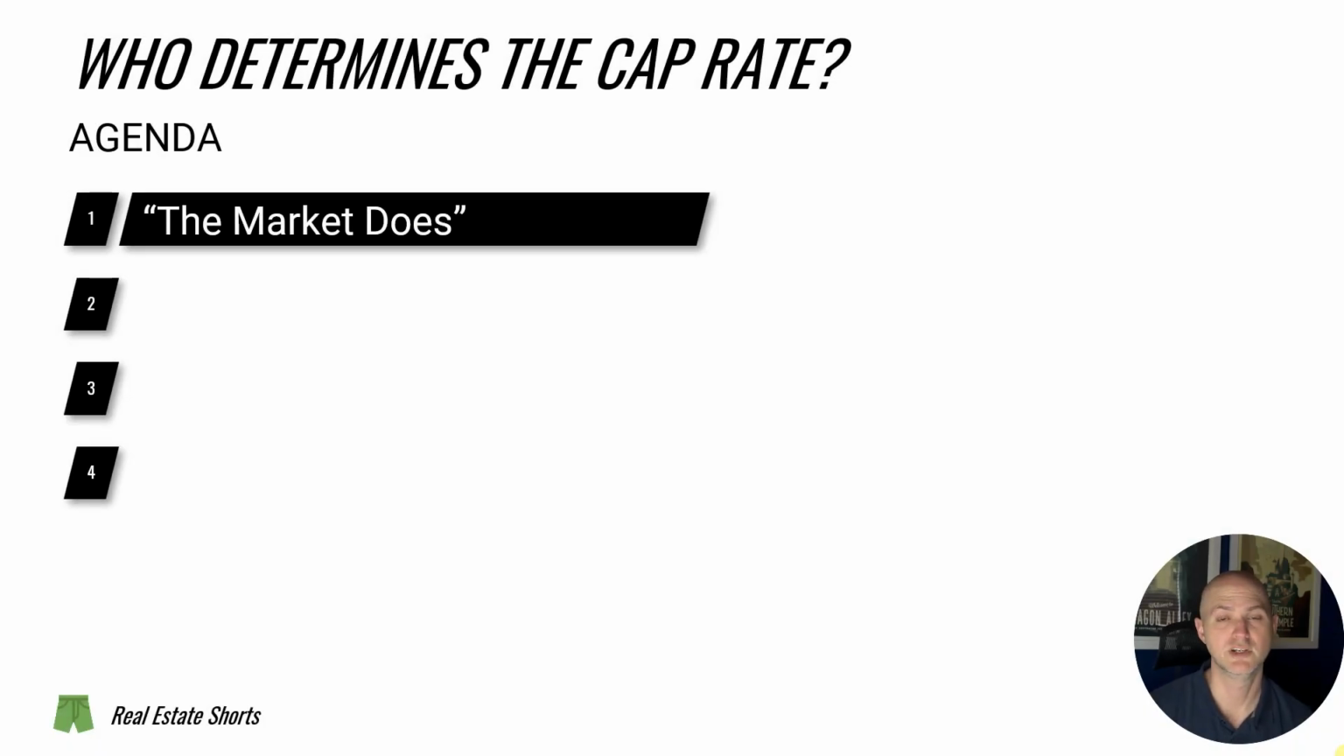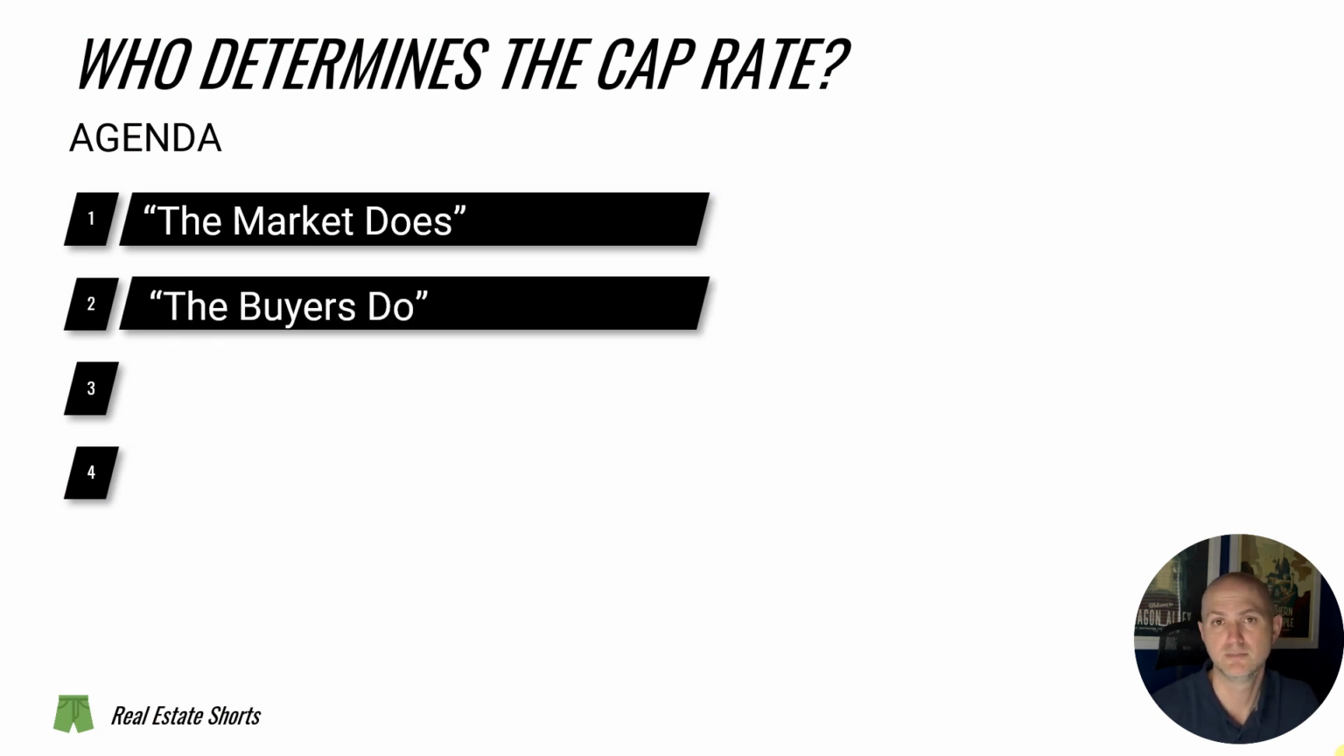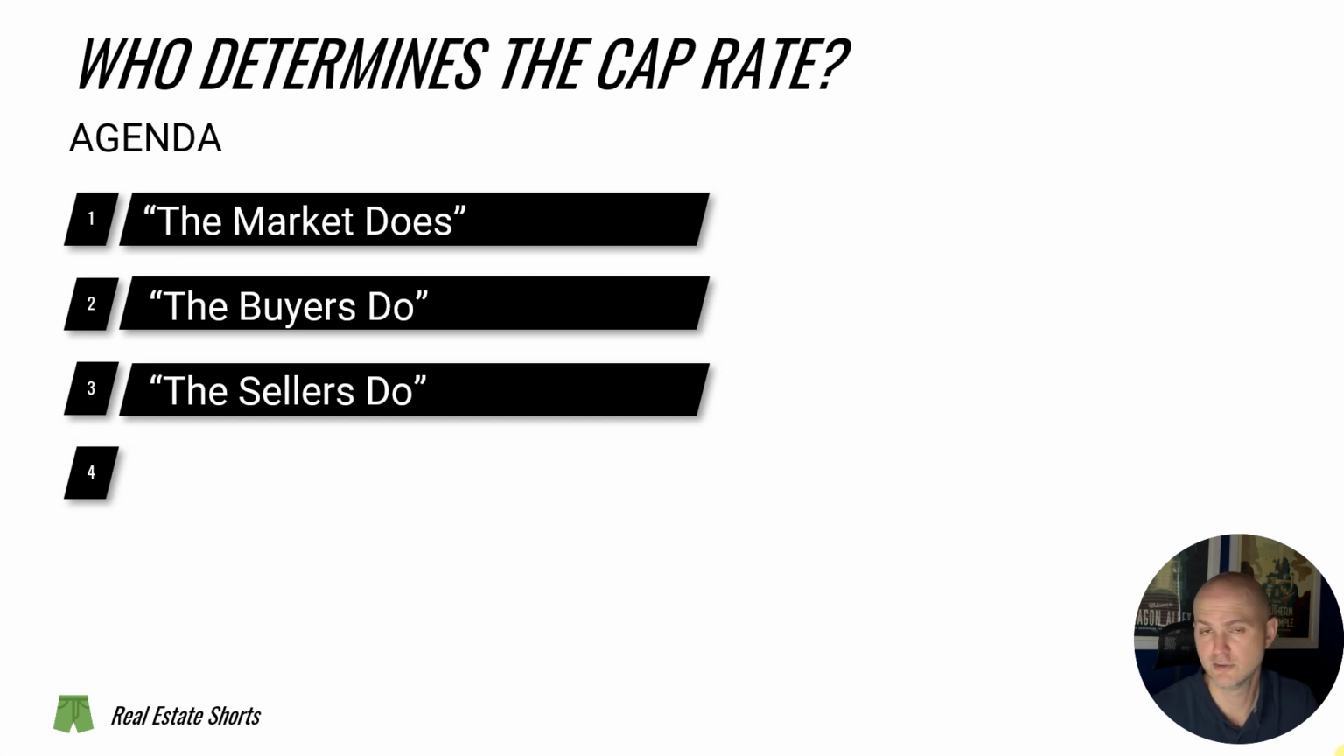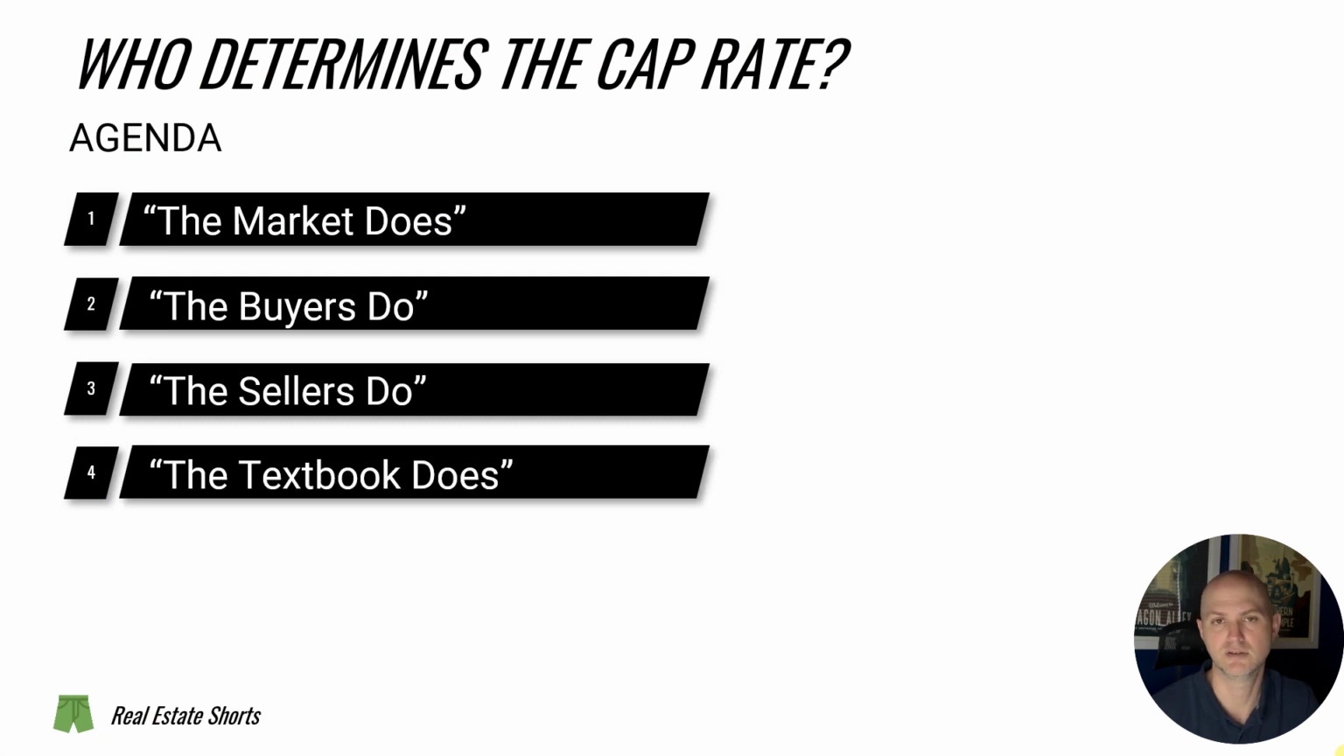All right, so on the agenda is first, the market does, whatever that means. The next is buyers do, as they are the ones who set the price going in. But I think if that's true, then you've got to believe that the sellers do also, because they're the ones who accept any given price. And then finally is the textbook does, the academic does. And if there's a standard way of determining a cap rate, it must be this way. So we'll explore all four in a little more detail now.